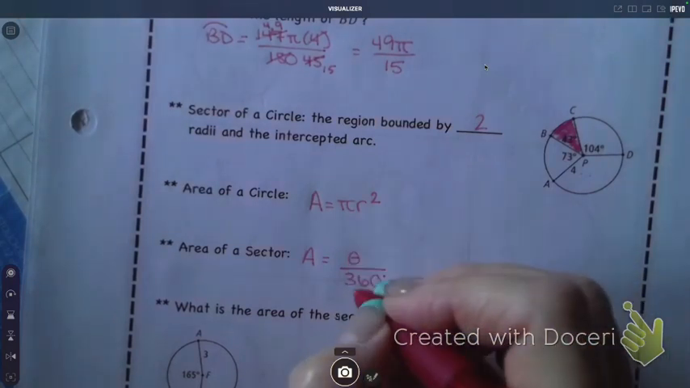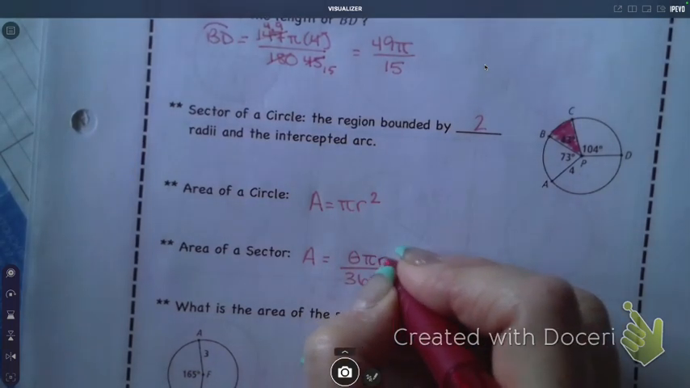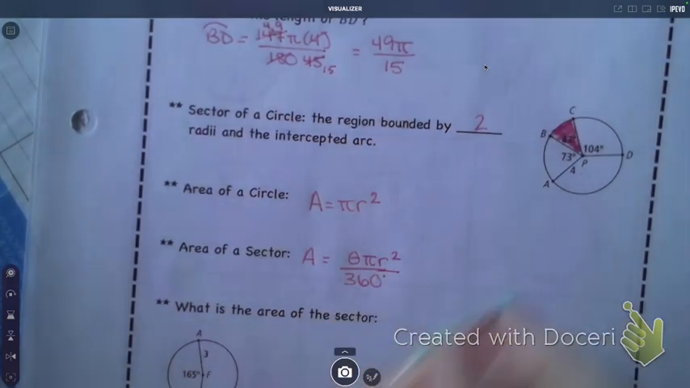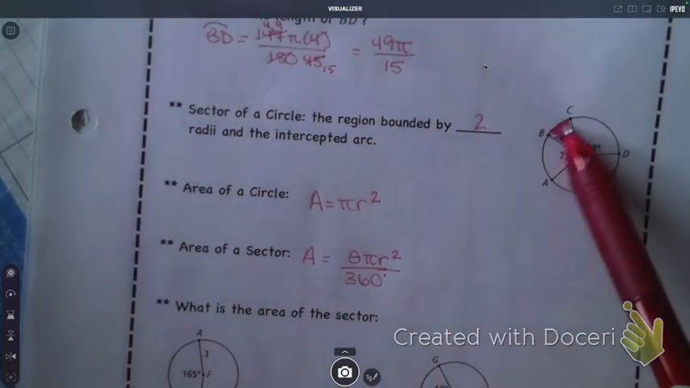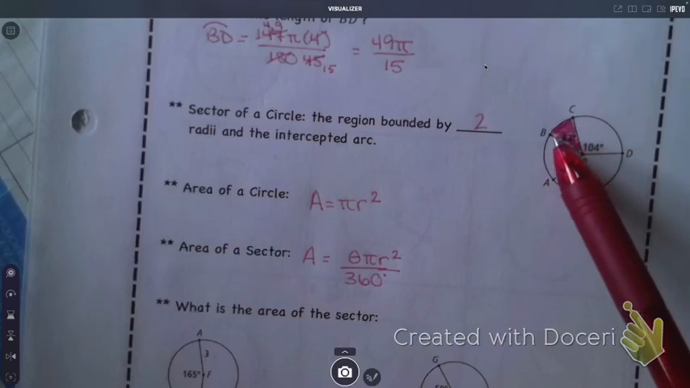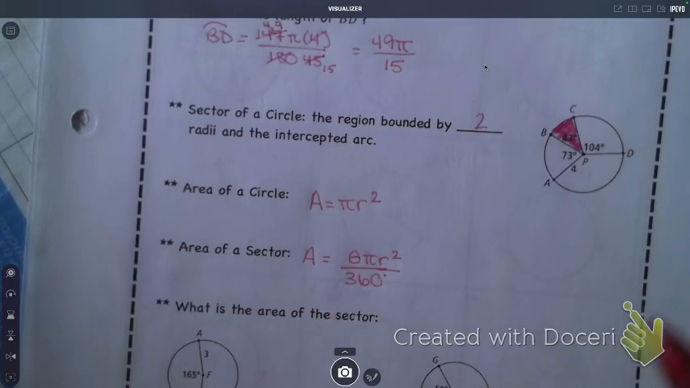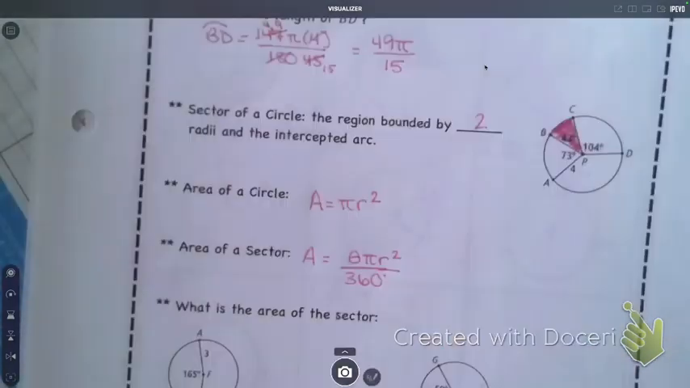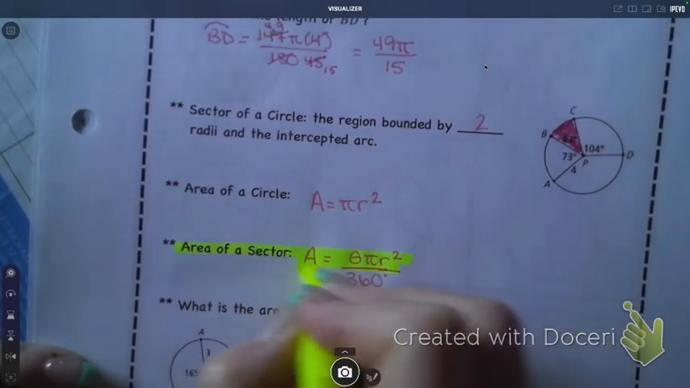So it's the ratio of the area. So of the area means I have to multiply. So it's the fraction of the total area. If this sector is an eighth of this circle, wouldn't its area be an eighth of the whole circle? Yes. Okay, so area of the sector is right here.